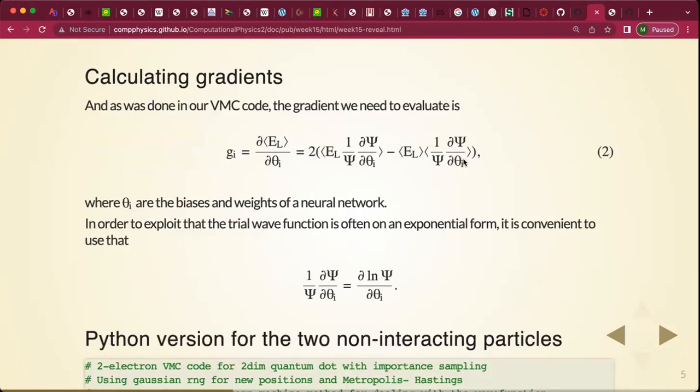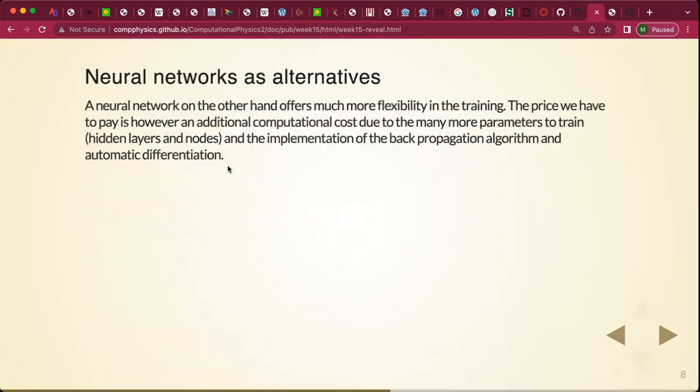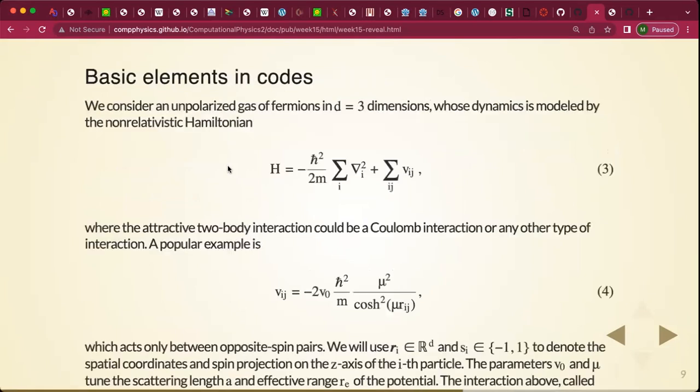Now the parameters will depend on a given layer where you are, but still the function you want to optimize is the energy, and that means that you have to calculate the gradients, and these are the gradients which you need to set up. So this means that you need now to set up the backpropagation algorithm and automatic differentiation. This can actually be done with a software like TensorFlow.